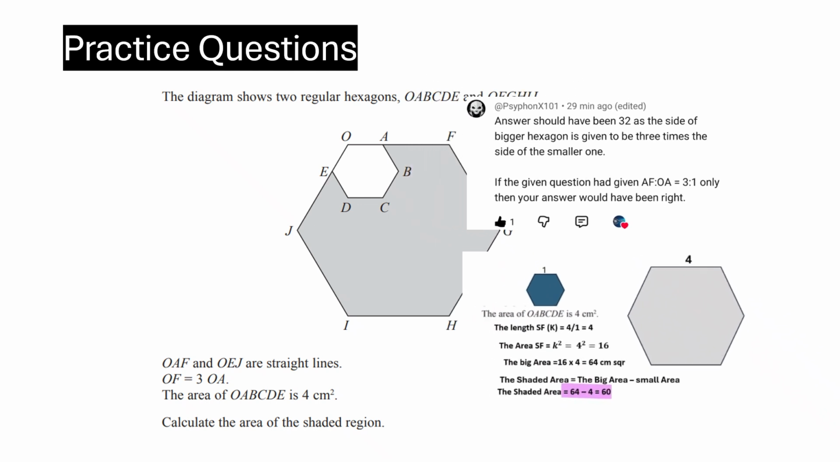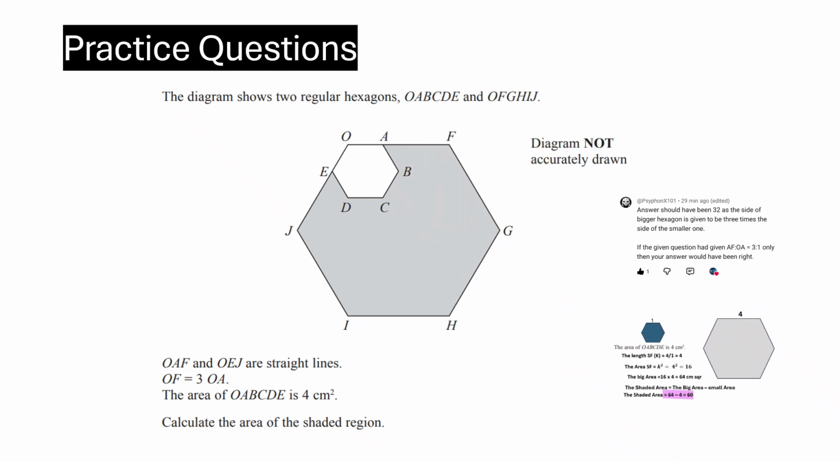Now I'll solve the question again. The question says, find the shaded area. And they told you just two pieces of information here. They told you OF is equal to 3OA and the area of this small hexagon is 4. And they want us to find the shaded area.